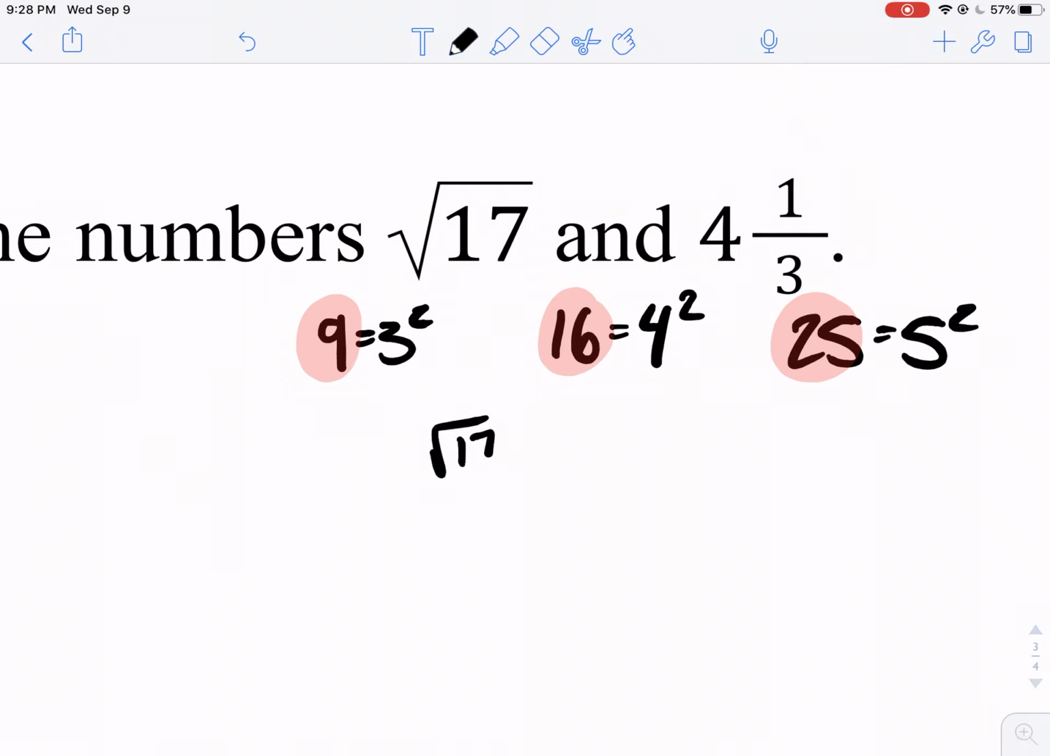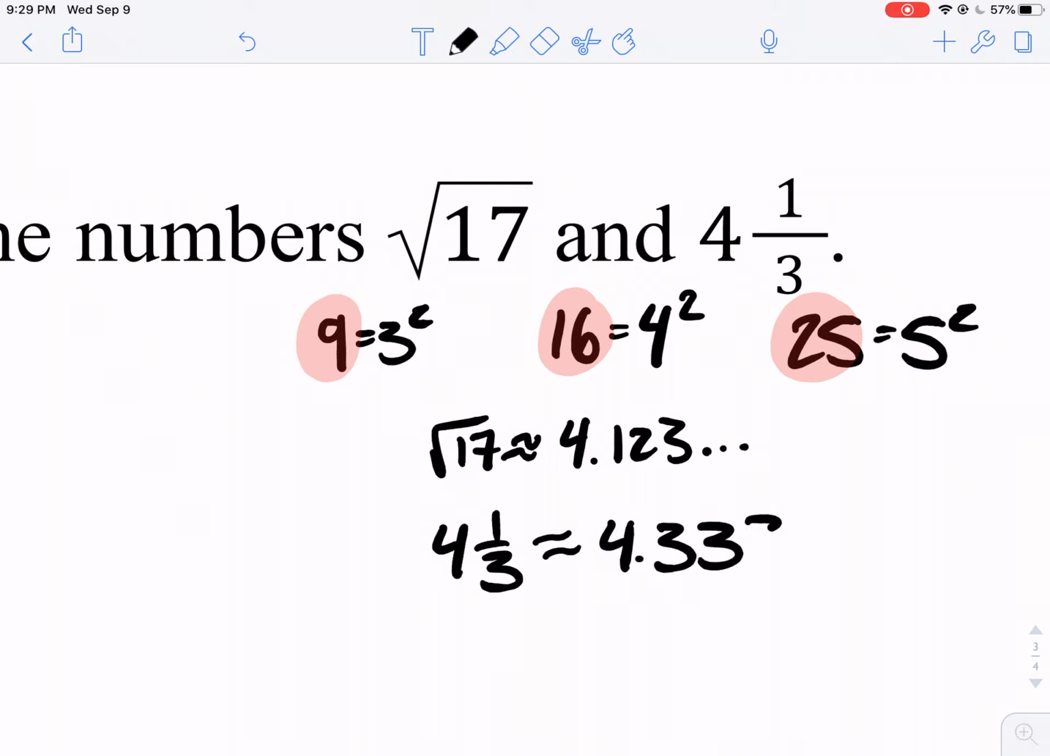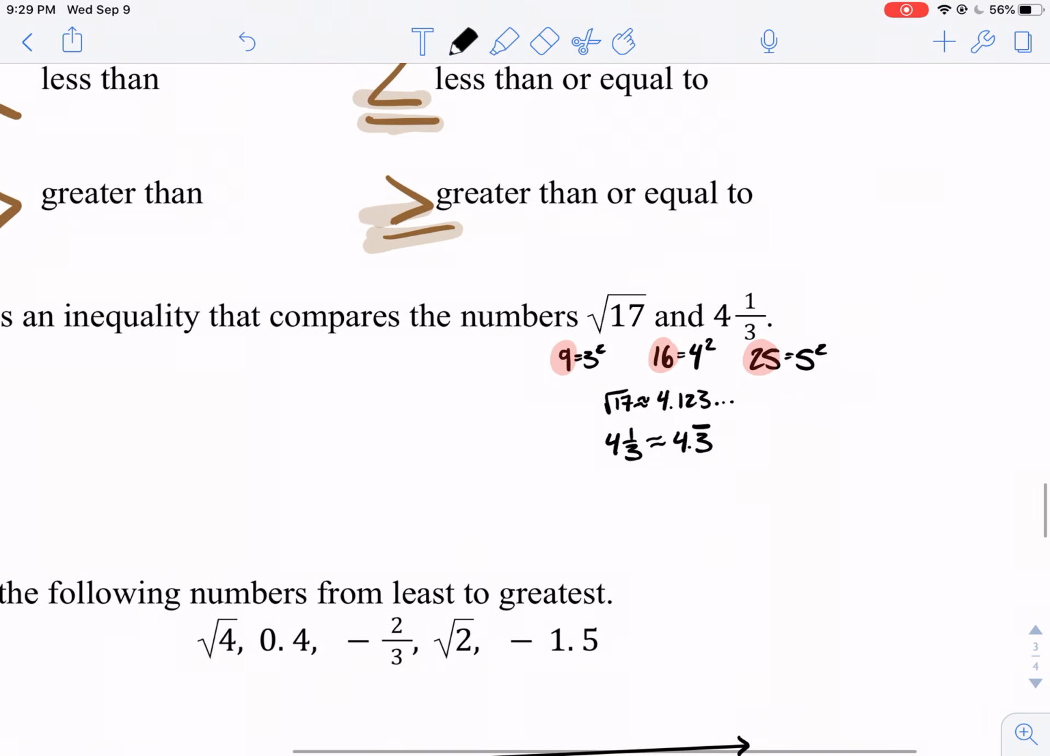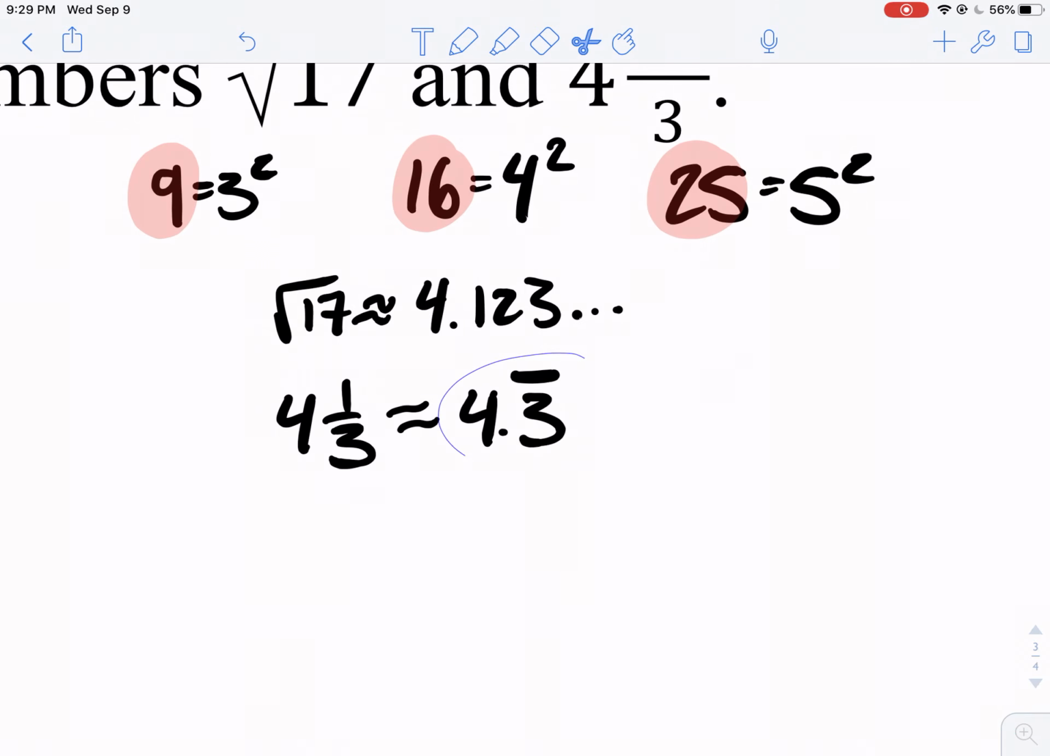Let's plug it into the calculator real quick. It turns out to be 4.123, and so on, whereas 4 1/3 is 4.3333333, and so on, 4.3 repeating, which is what that little hat means. Now, if I were hungry and needed some sandwiches, I would much rather have 4.3 sandwiches than 4.1 sandwiches, because 4.3 is bigger.